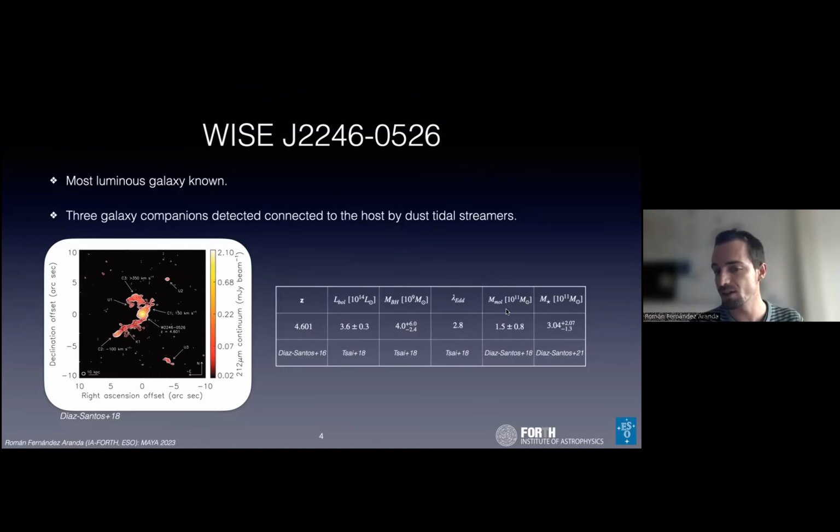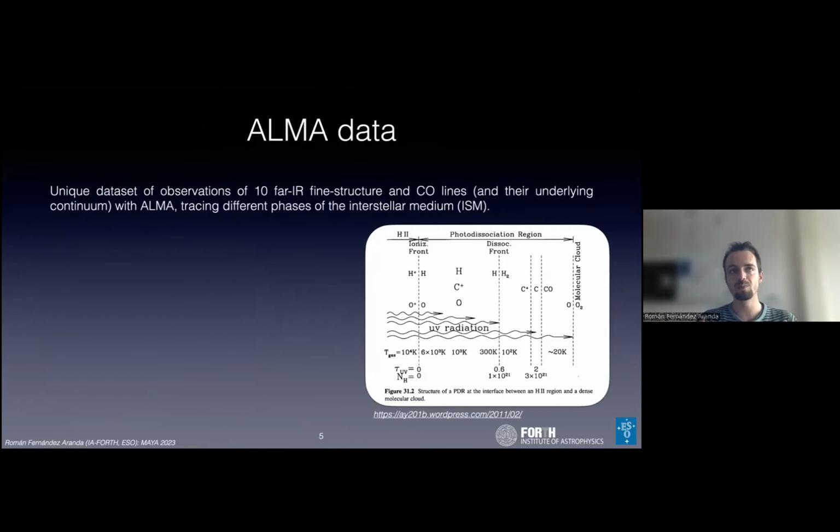And then the molecular gas mass and stellar mass are on the order of 10^11. So in general, we have a massive galaxy at high redshift with very high luminosities. Now this project is focused on a data set of observations with ALMA. This galaxy is very bright, and it is also located at a redshift at which we can target many different far-infrared fine-structure lines that trace all the different phases of the ISM.